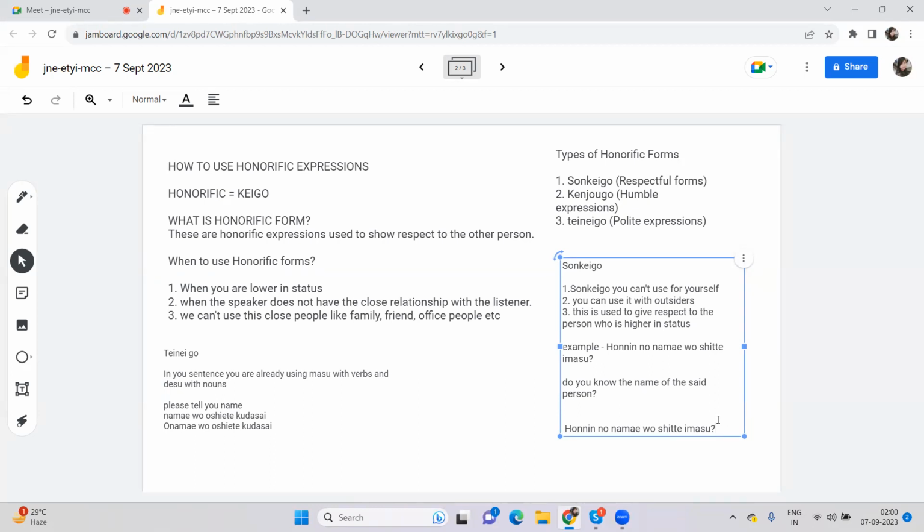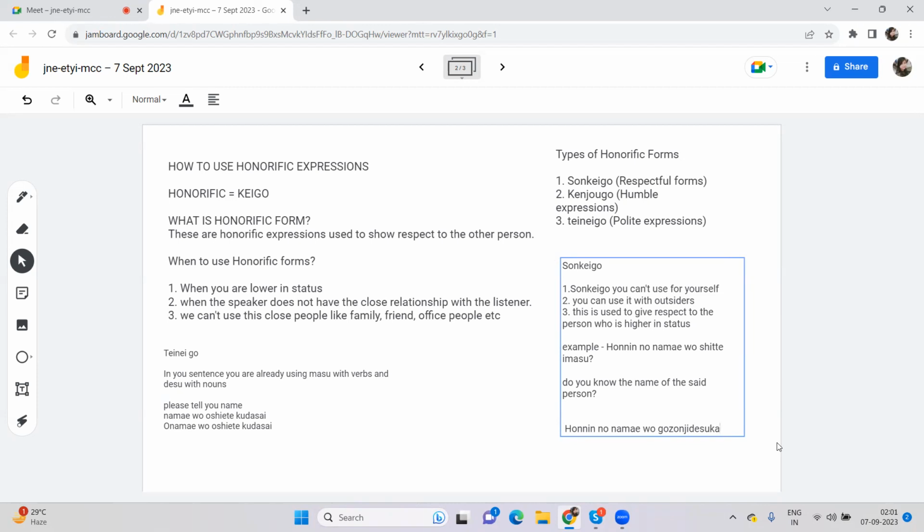So, if we want to give more respect to the other person, definitely we have to use more polite verbs than the given verbs. The given verb is shitte imasu ka. Shitte imasu ka means knowing somebody. So in place of shitte imasu ka, we can also use gozonji desu ka. Gozonji desu ka is the replacement of shitte imasu ka.